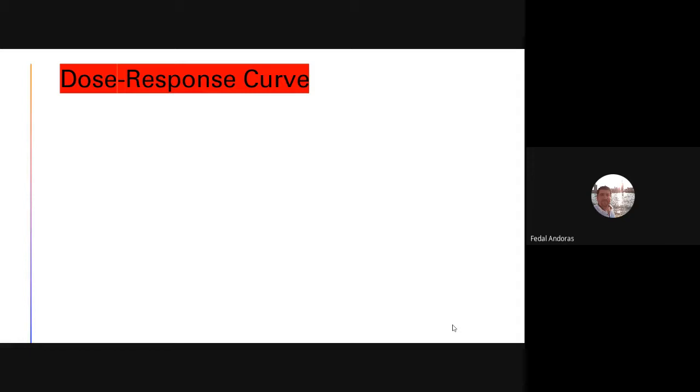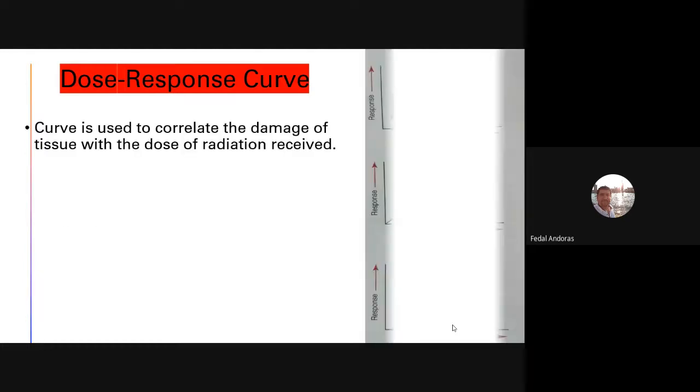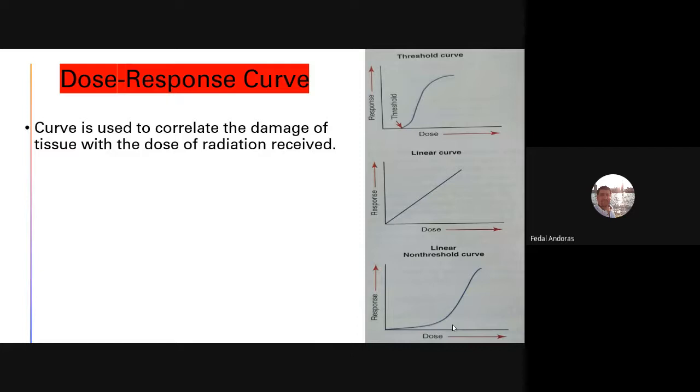Now we come to another subject, related to this biological harm. It's about the dose response curve. As I said, this curve is just for you to understand what I mean when I am talking about each one. It's not obligatory to know that, but if you read the lecture and understand it, it will be easy for you even to draw the curve.